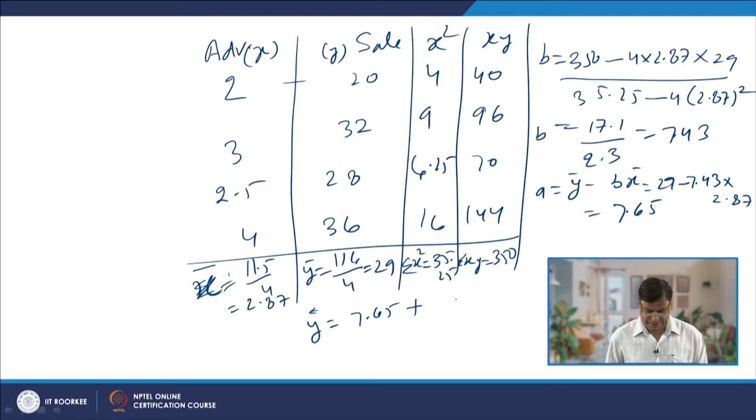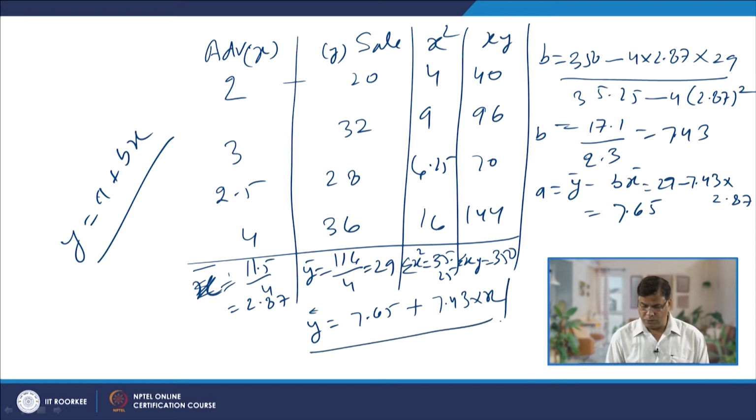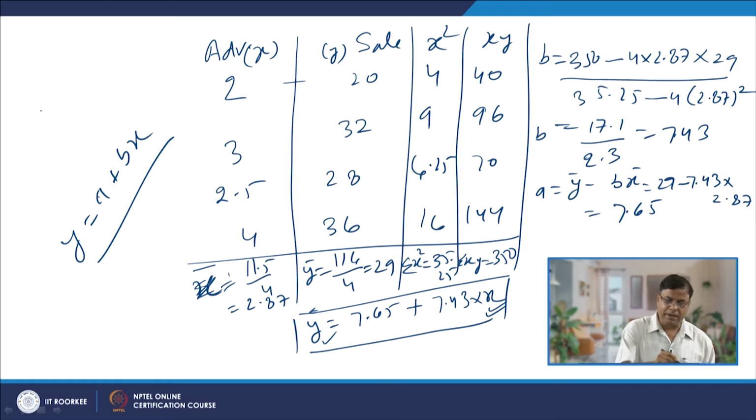So, our equation for y becomes 7.65 plus 7.43 into x. So, this becomes the simple regression equation showing the relationship between the sales and the expenditure on the advertisement. So, this is how we can establish the causal relationship between the independent variable and the dependent variable.